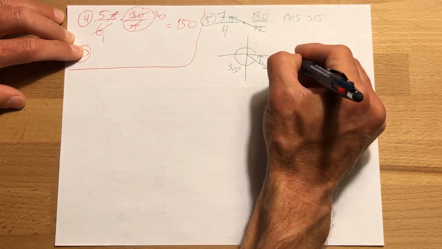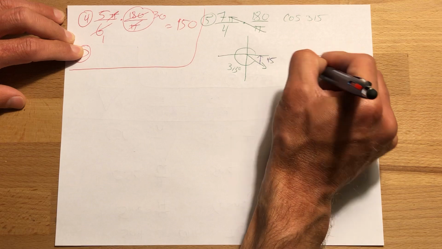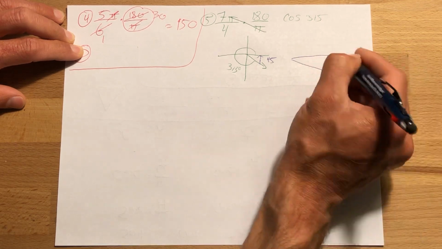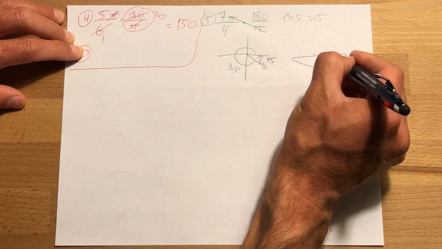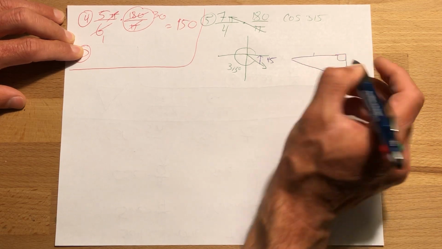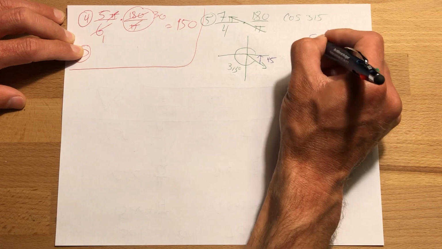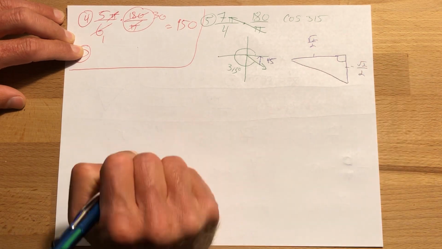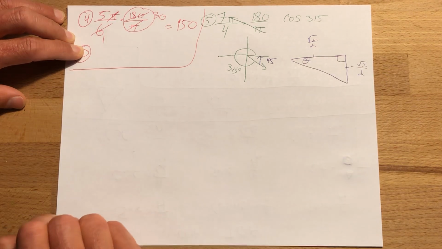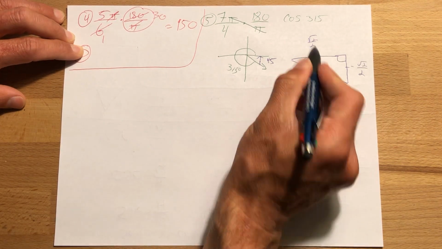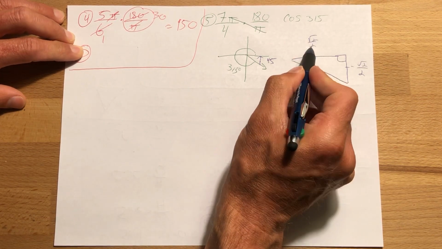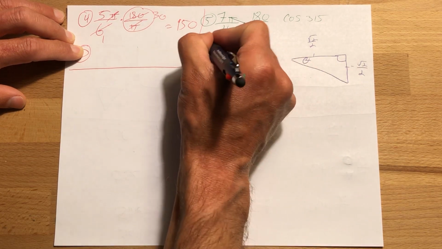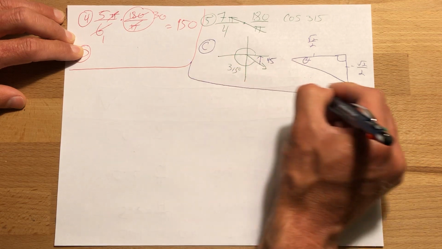So if I were to draw out this triangle, it doesn't look like it, but this should be a 45, 45, 90-degree triangle. This side is root 2 over 2. This side is negative root 2 over 2. And this is theta. So cosine is adjacent over hypotenuse, root 2 over 2, which is letter choice C for number 5.